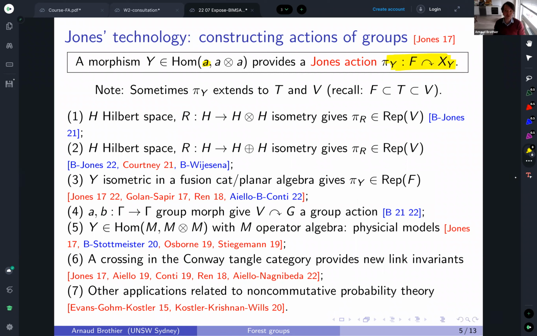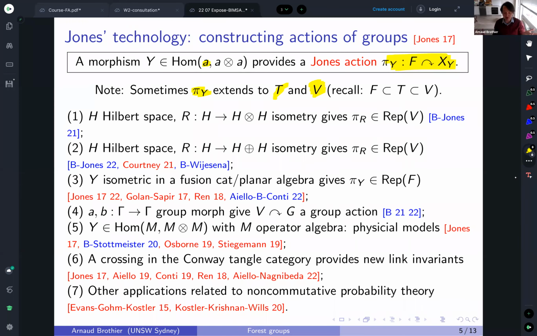So this very mysterious and complicated group: give me just one morphism wherever you want in the world of mathematics, and I give you an action of it. Almost like I will pretend this group is cyclic, if you want. It's kind of magical. And what is amazing is that actually this representation of F often, or sometimes, extends to its larger cousins T and V.